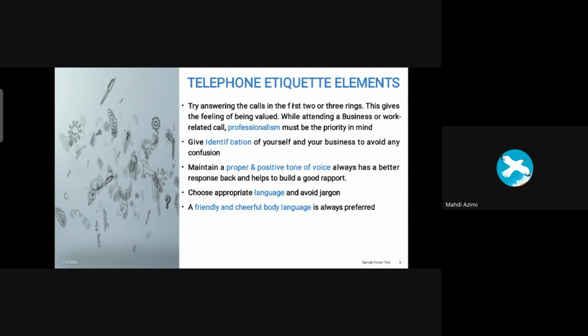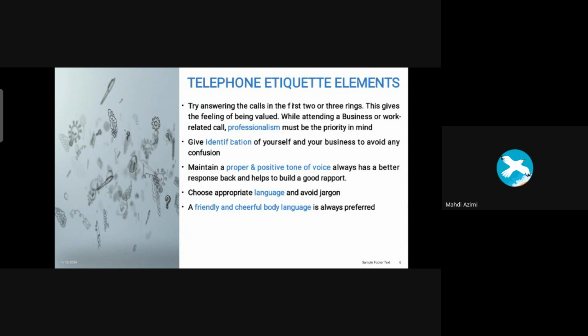Apart from that, it gives you an identification, and there is no confusion in your business. Thoughts are clear, so we do not find any problem, and that is how professional dealing goes at a very good pace. Next, a proper and positive tone of voice. Your voice modulation should be very proper, very systematic. It should be gentle, so that you create a good rapport among everyone.